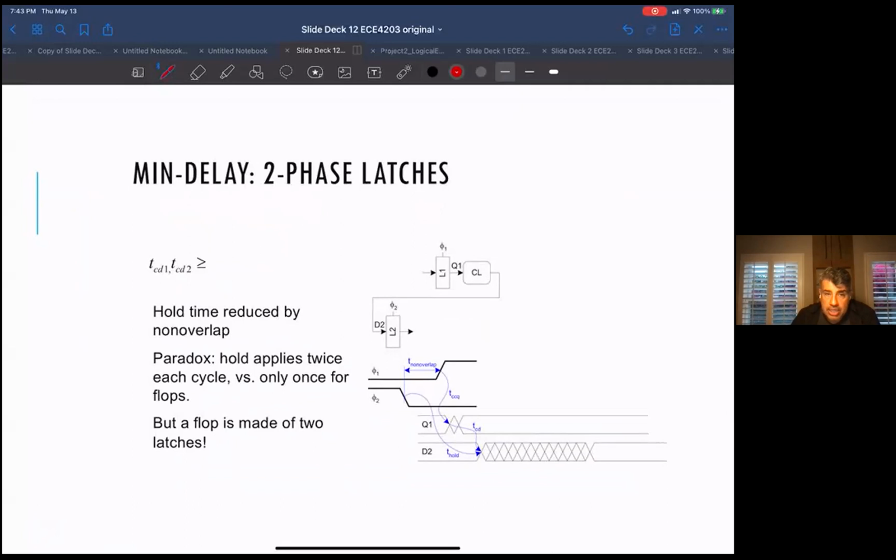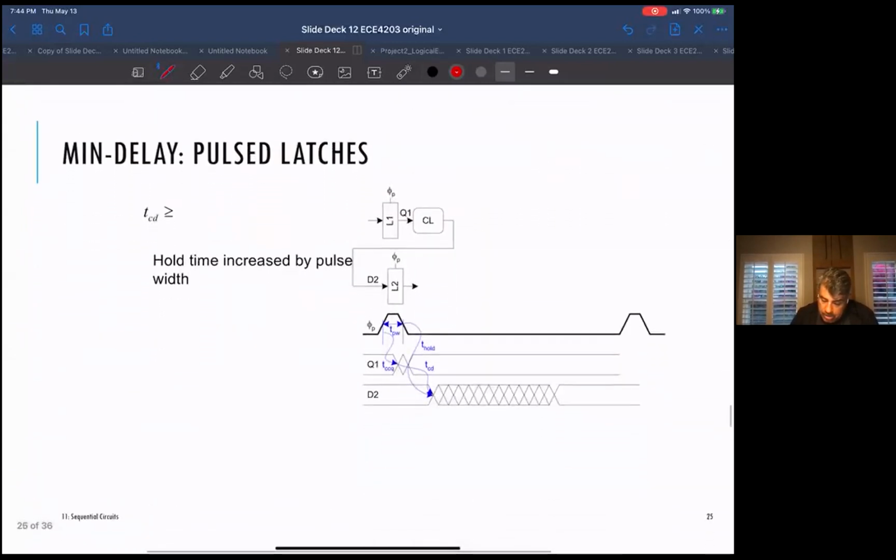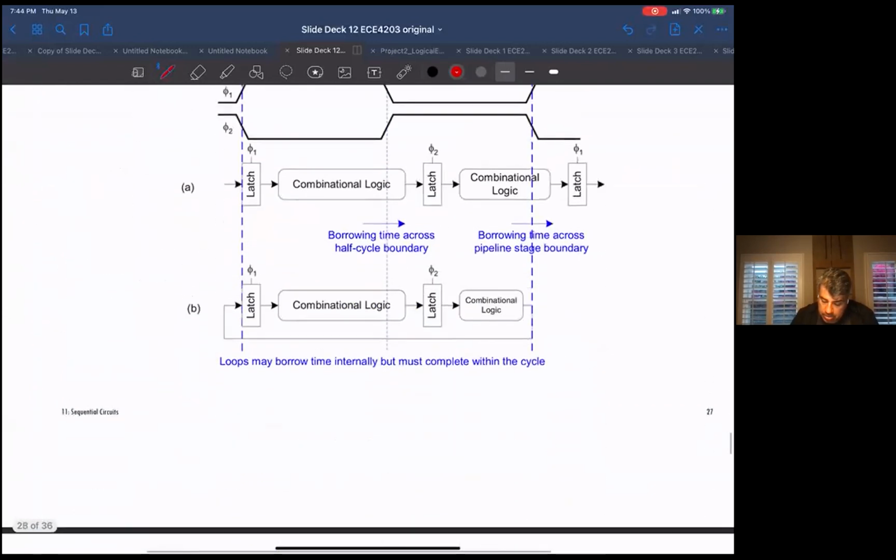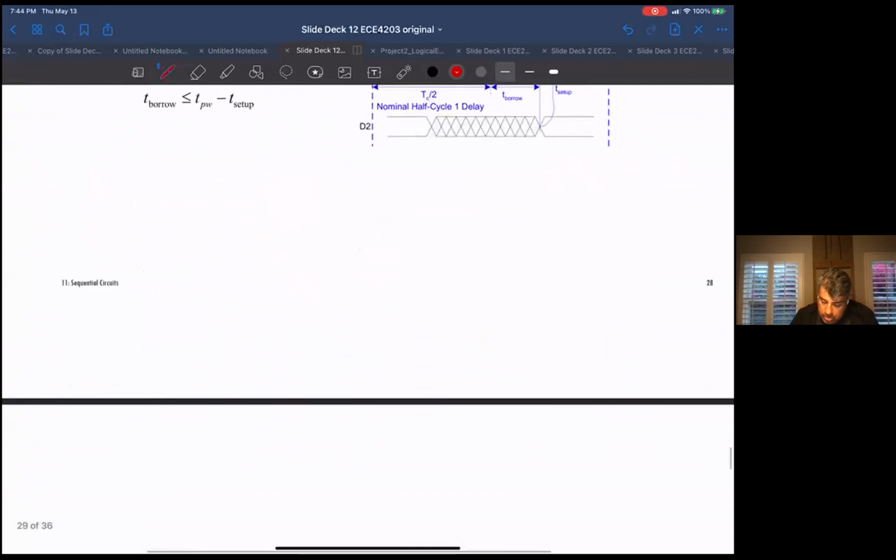So the two-phase latch, again, I won't keep saying that I'm not a big fan of this idea, but the contamination delay there has to be more than the hold time minus the non-overlap time minus the clock to Q contamination delay. Okay. And we won't talk about pulse delay. I'm not going to talk about time borrowing.